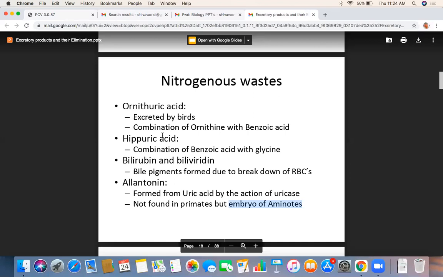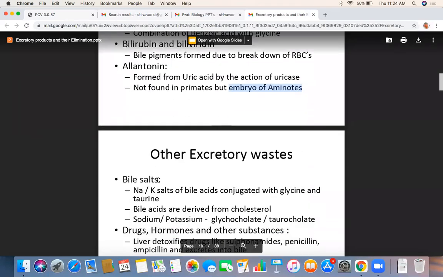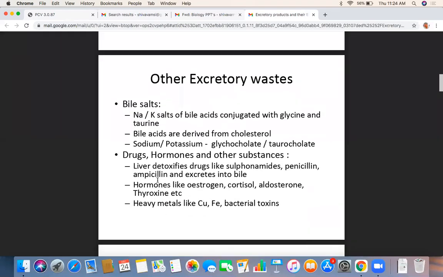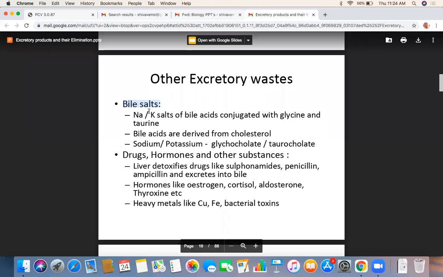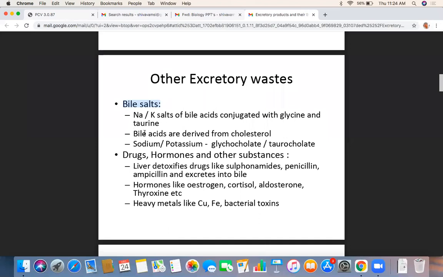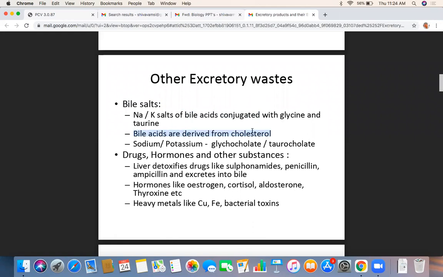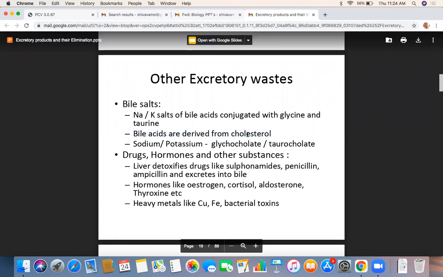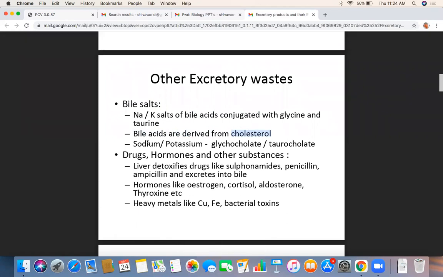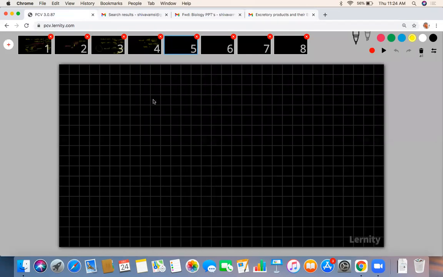So now this is one more waste. Apart from that, you also have bile salts. Okay, you know what is bile salts? Bile salts are also excreted out. They are sodium or potassium salts of bile acids conjugated with glycine and taurine. Bile acids are derived from cholesterol. So what is the bile salt? Sodium or potassium glycocholate, taurocholate. I think I told you all these things.